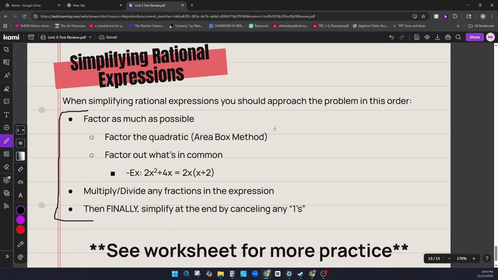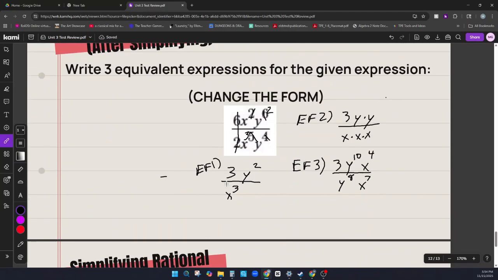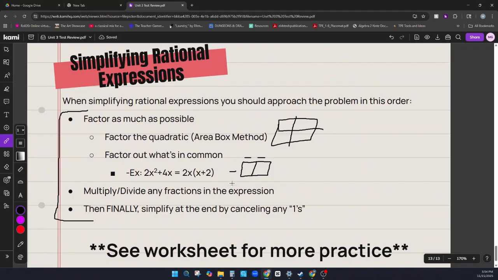Factoring includes using our area box method with our 4 boxes, or taking out what's in common, which we could also employ our box method for, but it's just our smaller one, usually with just 2 slots, so that we could slide in our binomial values and figure out what I can take out and what's left over on top. I will pull up the worksheet, so that is it for this particular review slide deck. But if you bring out your simplifying rational expressions worksheet, I will be going over the examples shortly.